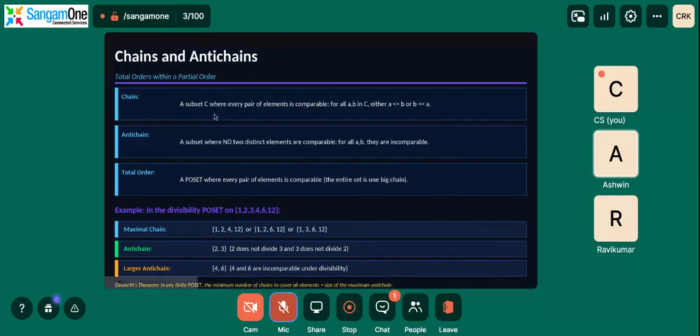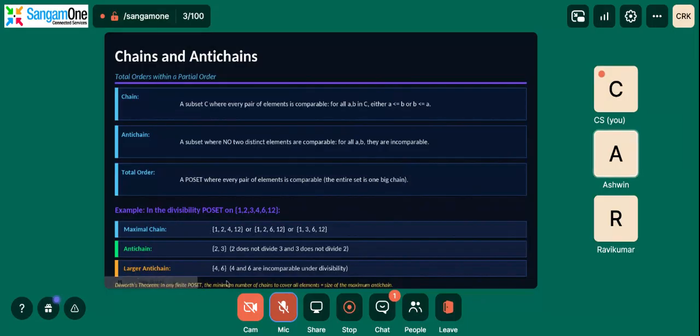Moving on to anti-chain, a subset where no two distinct elements are comparable, for all A, B, they are incomparable. Like in the chain condition, A is less than or equal to B or B is less than or equal to A, but in an anti-chain it's not comparable. A total order is a poset where every pair of elements is comparable. The examples are the maximal chain, and for anti-chain, the largest anti-chain.